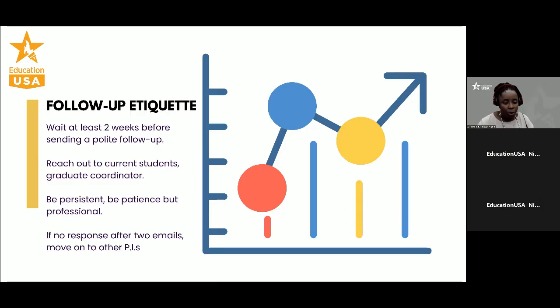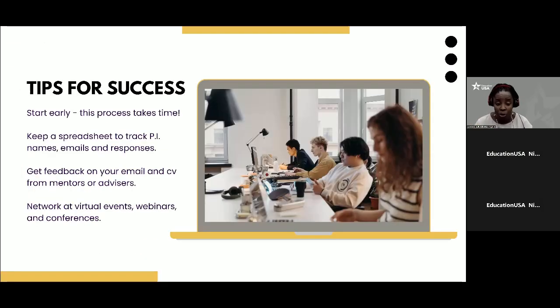If you don't get any response after your follow-up email, I would always say that's the reason why we're applying to several PIs. That's the reason why you're not just applying to only one school or sending an email to only one PI. You definitely need to reach out to as many PIs as you can and just await the ones you get a response from.